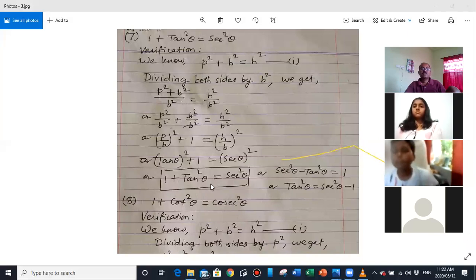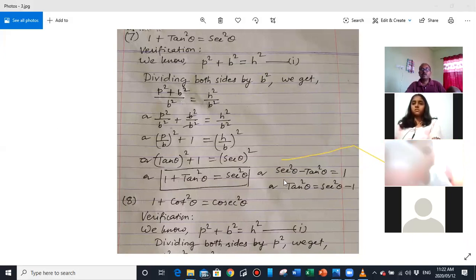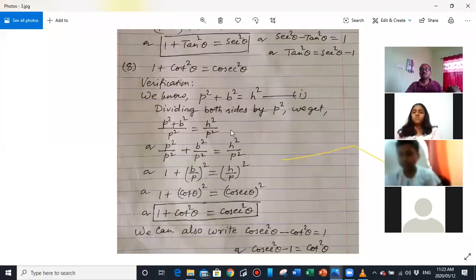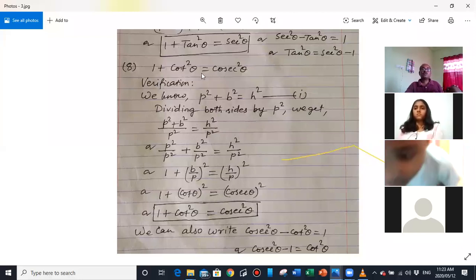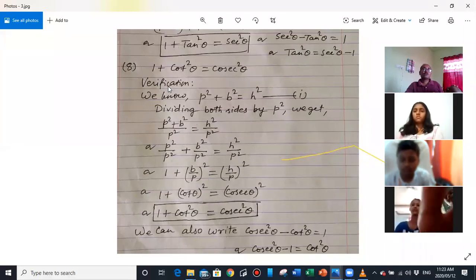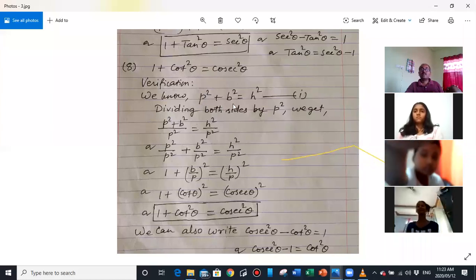So 1 plus tan square theta equal to sec square theta, or sec square theta minus tan square theta equal to 1, and tan square theta equal to sec square theta minus 1. So this formula can be learned in these 3 ways. Now the last question, the last formula: 1 plus cot square theta equal to cosec square theta. Okay, so again the pattern is the same.